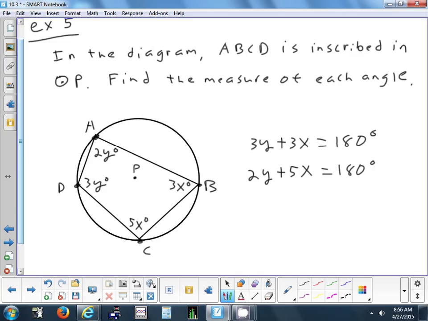Can we set up a proportion? For this one, we can't set up a proportion, but we can do something else. How many variables do we have to solve for? 2. How many equations do we have? 2. We're good. As long as you have as many equations as you do variables, you can figure it out. And this is something we did back in Algebra 1, solving 2 equations for 2 variables. This is called a system of equations.